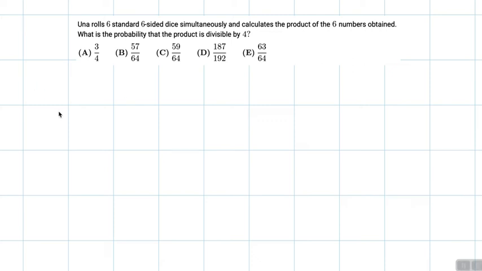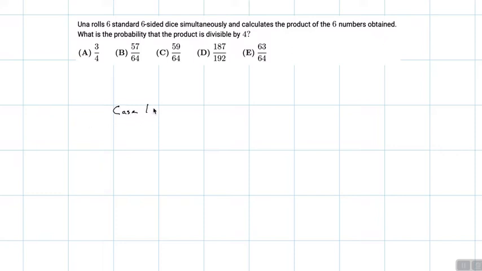Uno rolls 6 standard 6-sided dice simultaneously and calculates the product of the 6 numbers obtained. What is the probability that the product is divisible by 4? We can break this down into 2 cases.